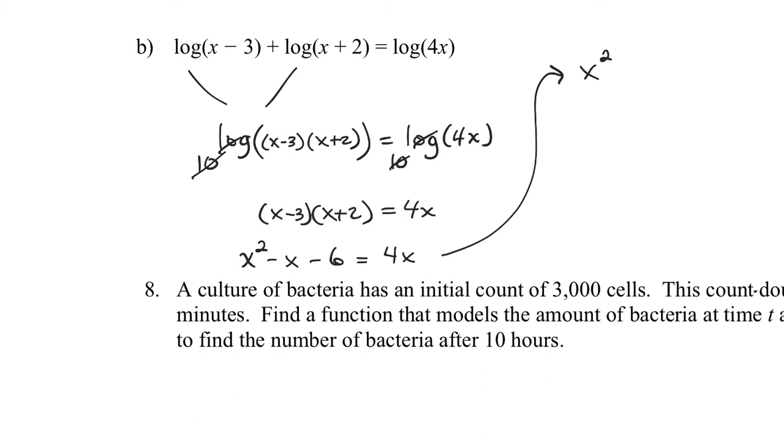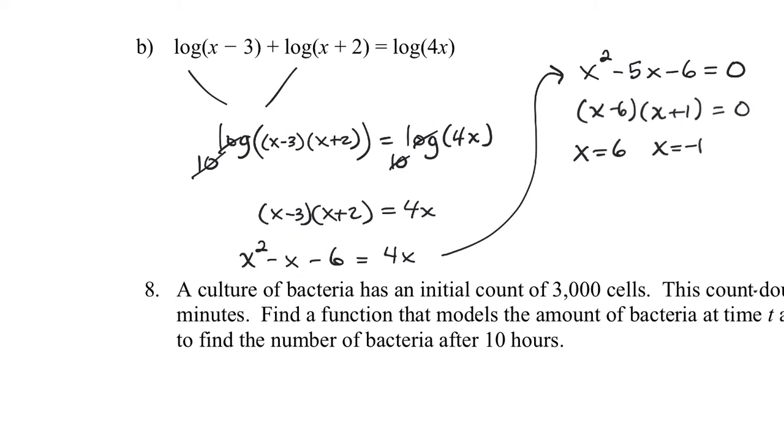If you subtract 4x on both sides, you're going to get negative 5x minus 6 equals 0. Now you consider the expression here, and if it does not factor, you have to use the quadratic formula. This one does factor into x minus 6 and x plus 1. Then from each factor we can get two separate possible solutions, x equals 6 and x equals negative 1.